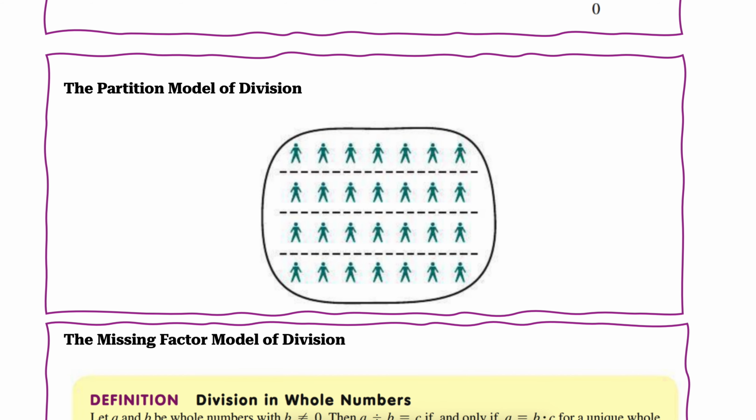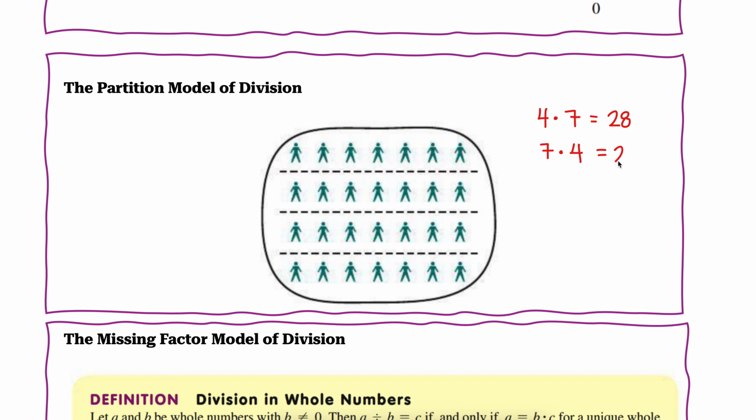Now, when we're dealing with division and multiplication, we can form fact families. Just as we had fact families for addition and subtraction, you can do the same thing for multiplication and division. In this case, we know that 4 times 7 is 28. The commutative property tells me that I could also write this as 7 times 4 is 28. With division, we have 28 divided by 4 is 7, and 28 divided by 7 is 4. There's our fact families.